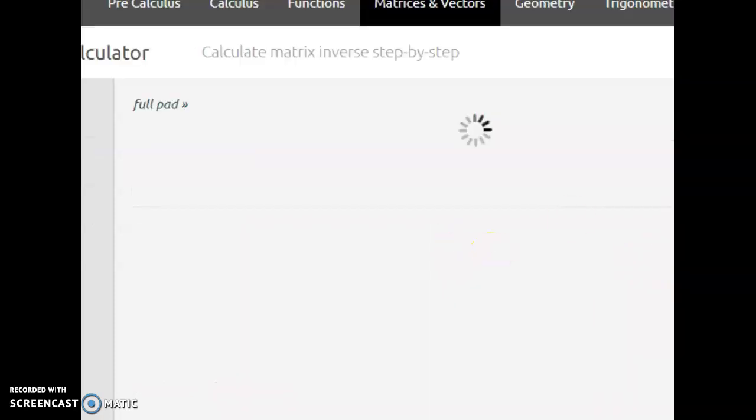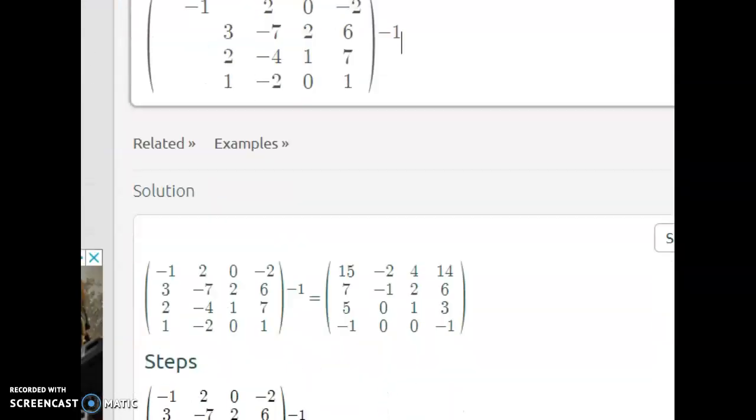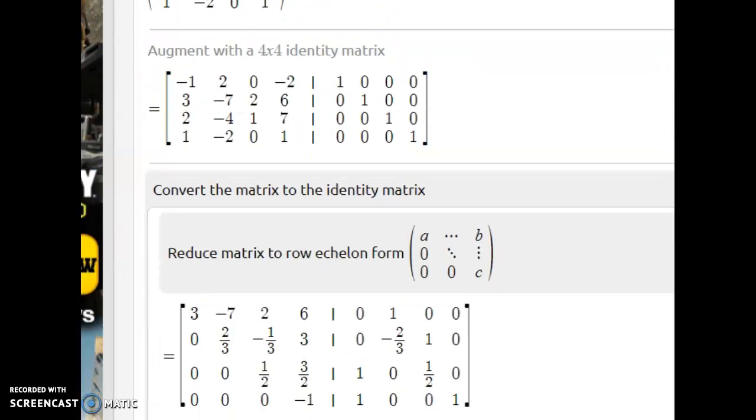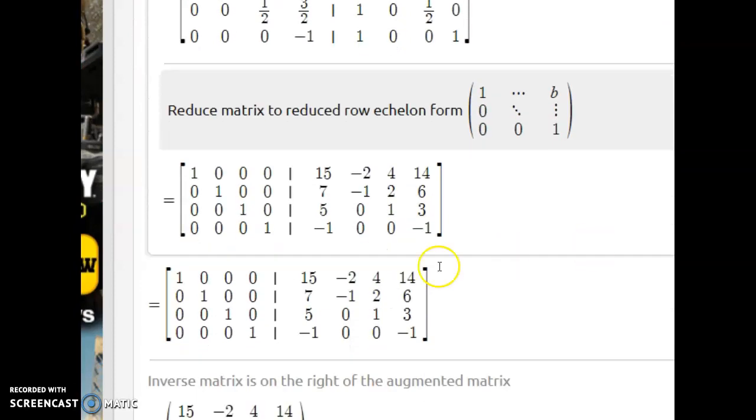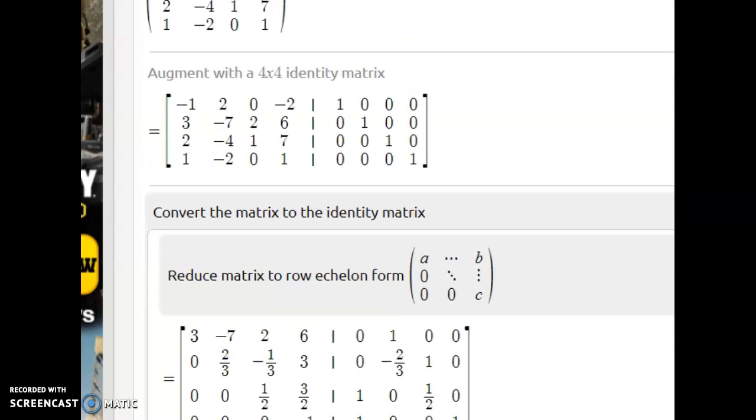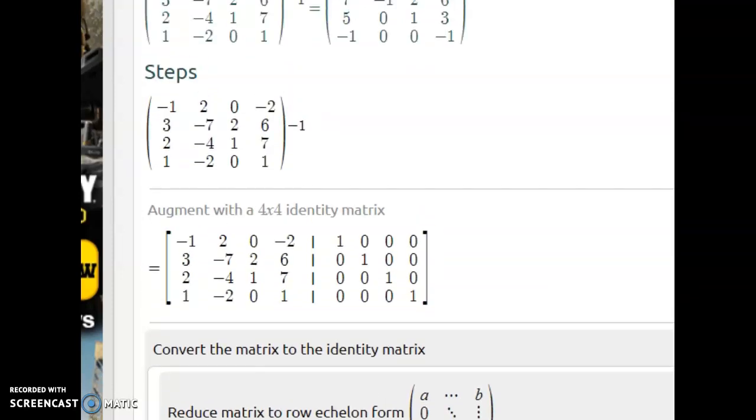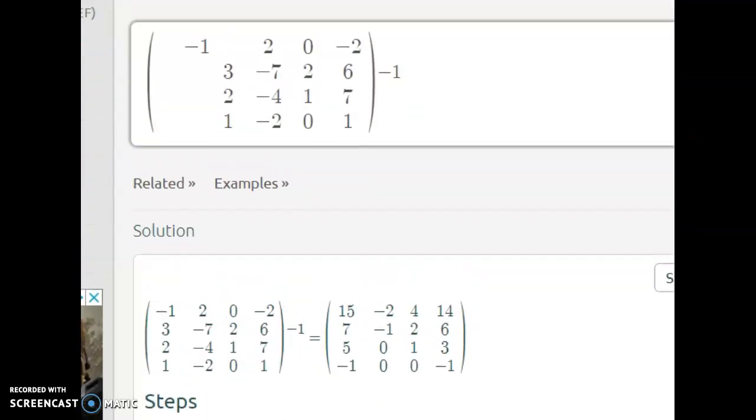So I'm going to hit the go button. And when I do that, I come up with exactly the same thing for my inverse. And there it is again, right? 15, -2, 4, 14. The thing is, I noticed when I wanted to decode the message for the next problem, I couldn't do it for some reason with the inverse. Symbolab didn't like that. So I had to use that -1.